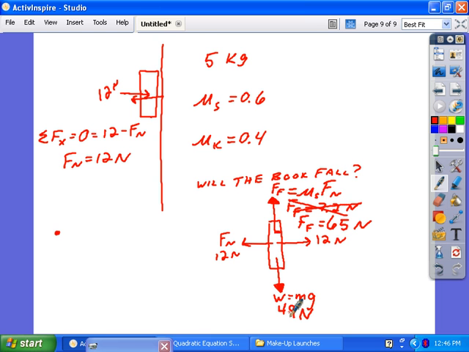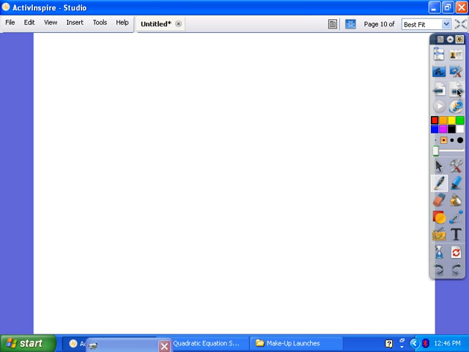Okay, so these problems are not any more difficult than anything we've done before. You may see these types of problems on inclines, you might see them in a different situation, but they're still going to be the same basic thing.